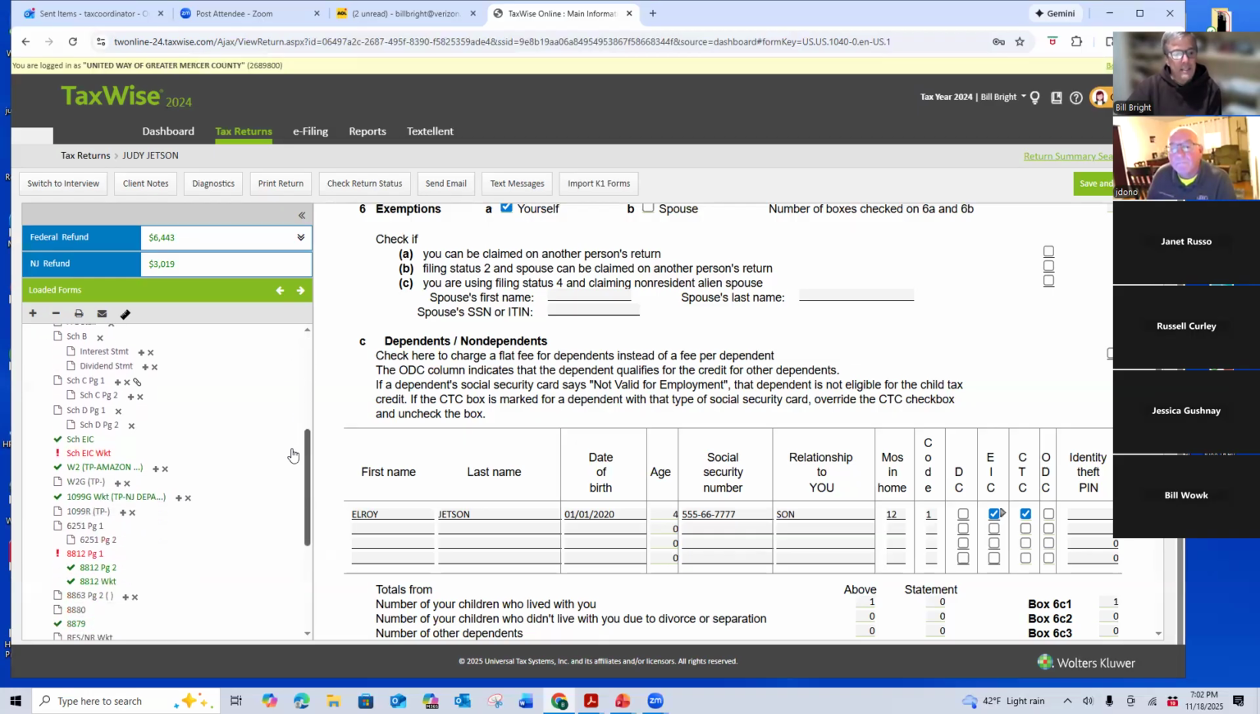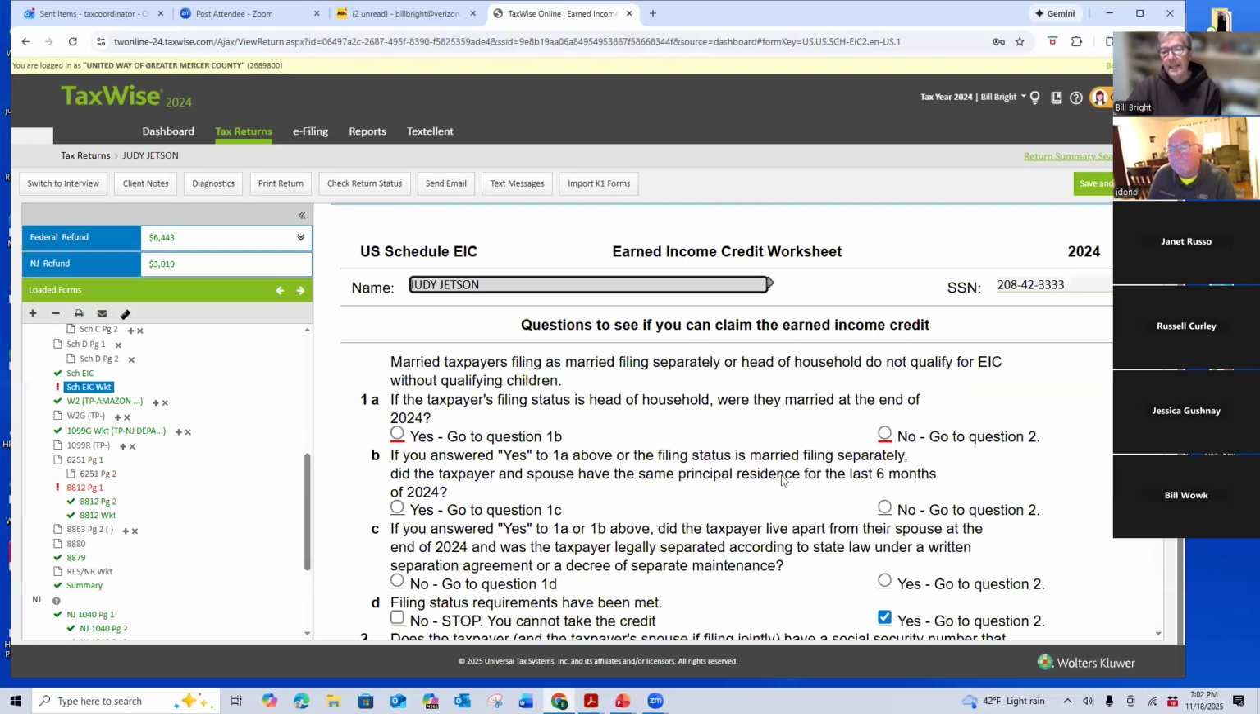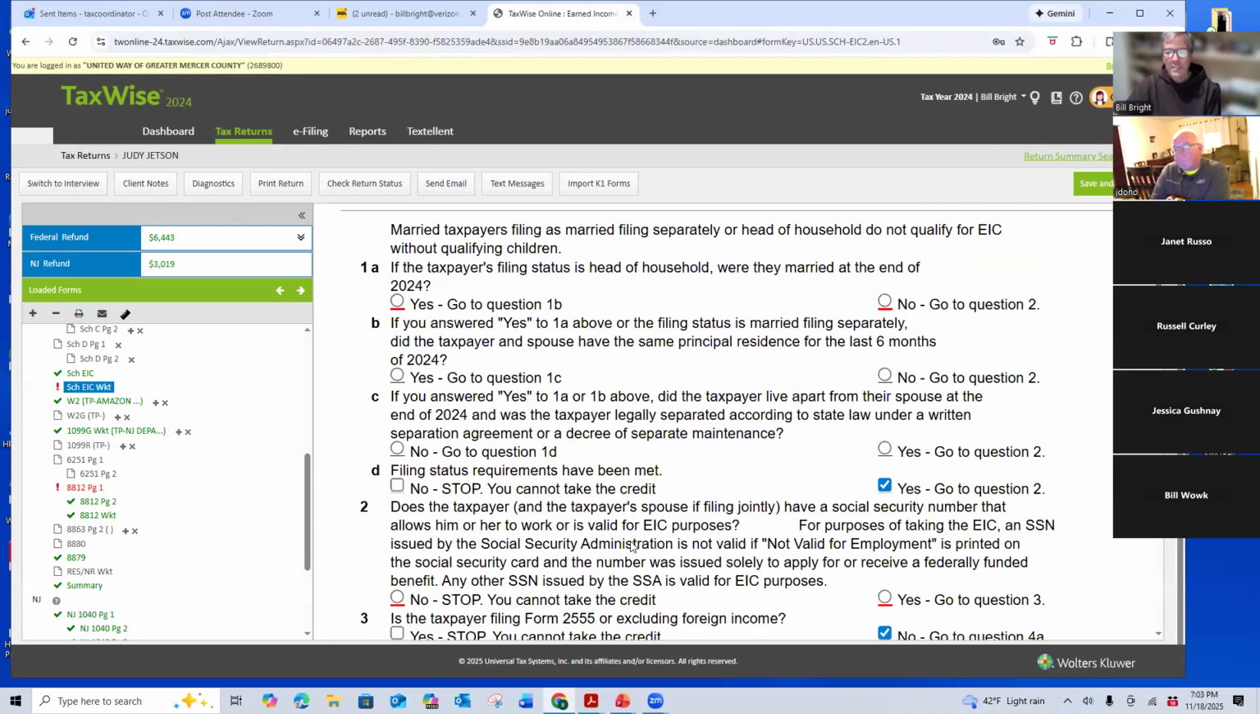So here is the EIC worksheet, which is basically our due diligence to make sure that she gets all that extra money. It's going to ask us a series of questions, and what it's really doing is asking you to affirm the situation as it exists. For instance, 1A, if the taxpayer's filing status is head of household, were they married at the end of 2024? The answer is no.